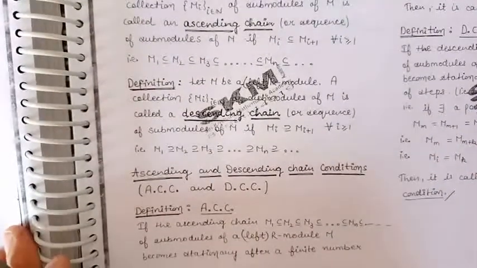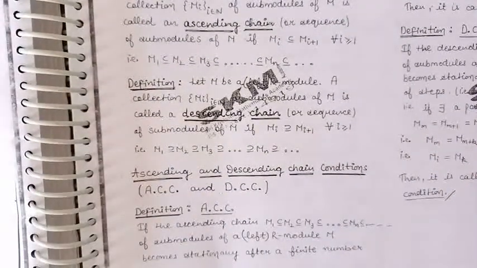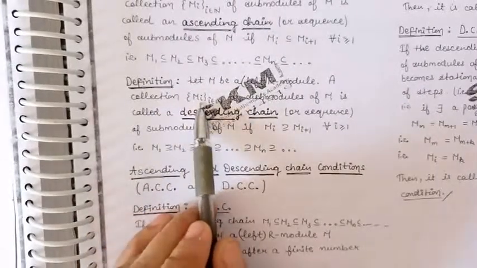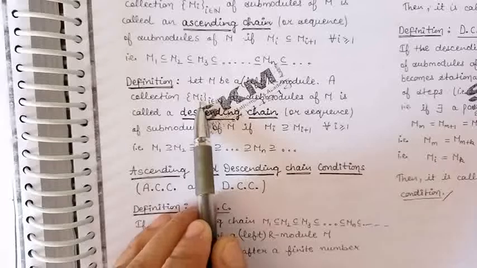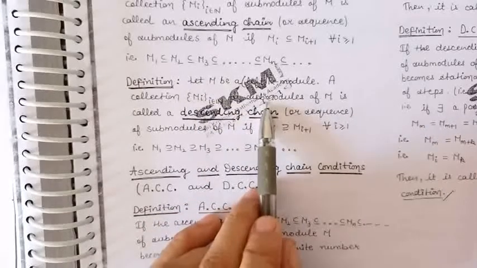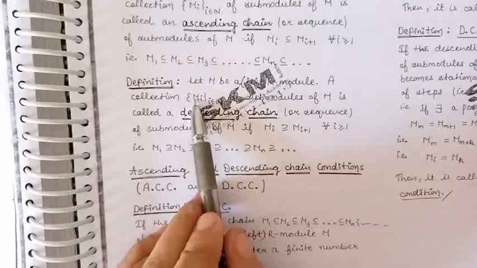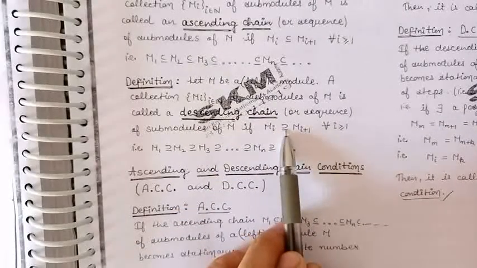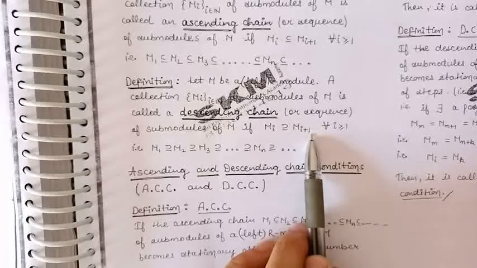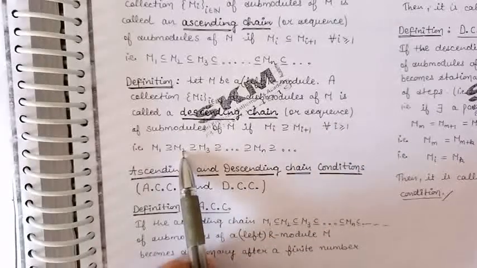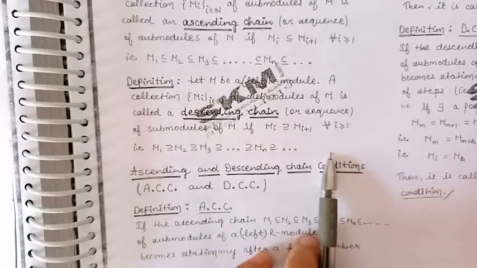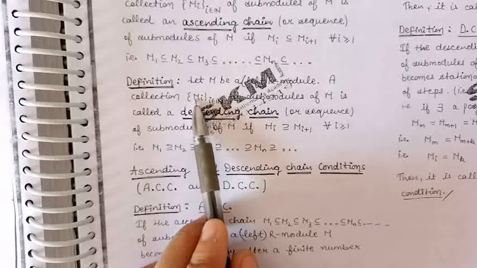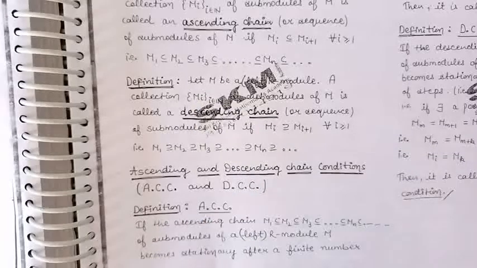In the same way, we can define the descending chain. So let us take M an R module, the collection consisting of Mi, i is a natural number. This is a collection of submodules of M. We say that this is a descending chain if each Mi contains the module Mi plus 1. Means M1 contains M2, M2 contains M3, and so on. So if this condition is satisfied, this sequence is a descending sequence of submodules of M.